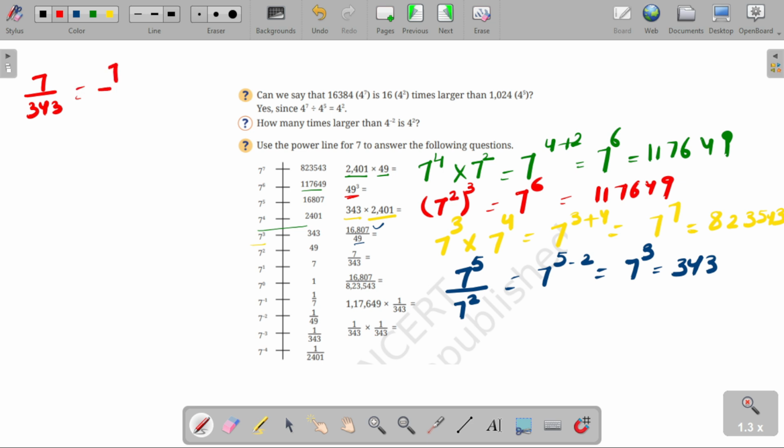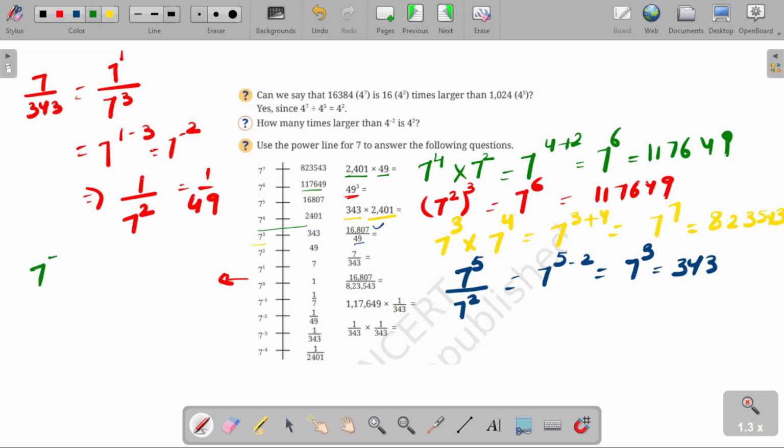So next is 7 upon 343. That means 7 upon 7 cube. Right. 7 means 7 raised to 1. Okay. So 7 raised to 1 minus 3, which is 7 raised to minus 2. 7 raised to minus 2 can be written as 1 upon 7 square, which is 1 upon 49. Next, this one, 16807. That means 7 raised to 5 upon 7 raised to 7, and it is again leading us to 5 minus 7, that is 7 raised to minus 2, which is again 1 upon 49.